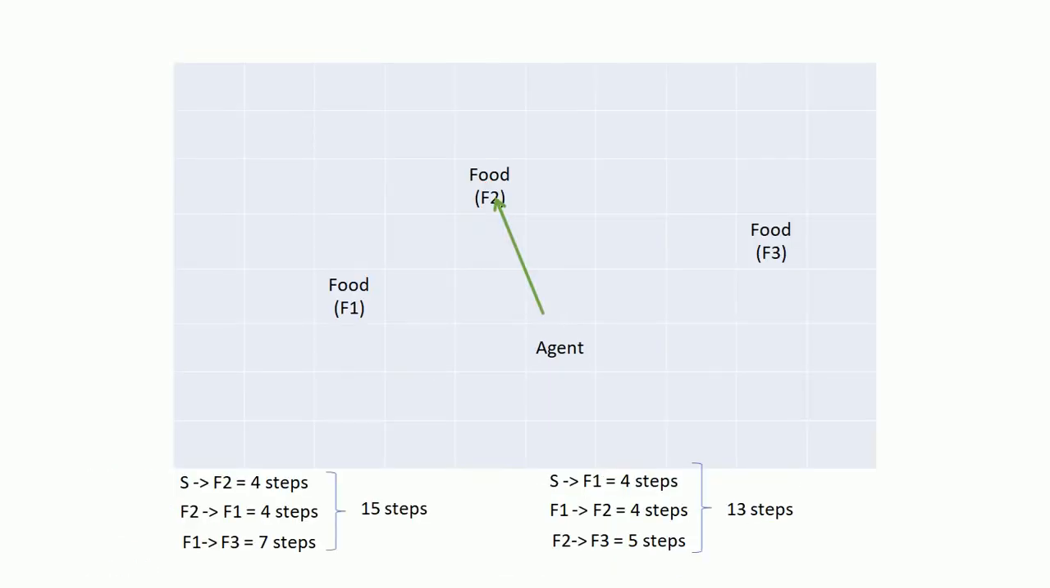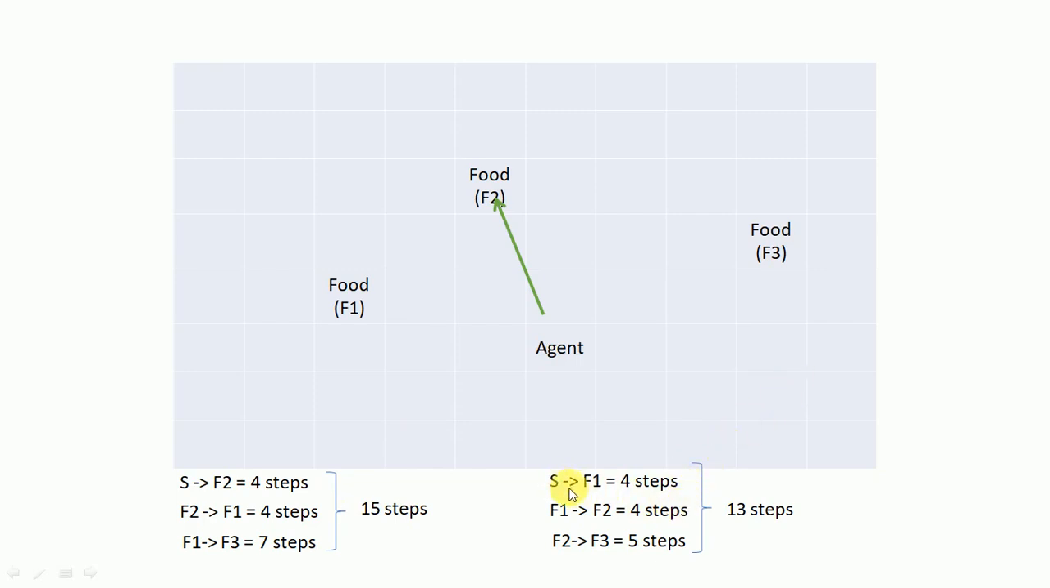Now let us come to a problem that we started initially, that the agent has to plan a trip such that he takes the least number of steps, right? I've listed 2 possibilities that the agent can plan his trip in. So the agent can go from start to the food item 2, and he has to take 4 steps, right? From food item 2 to food item 1, he has to take 4 steps, and food item 1 to food item 3, he has to take 7 steps, and he has to take a total of 15 steps in order to accomplish his task. But the agent can also choose a different option.